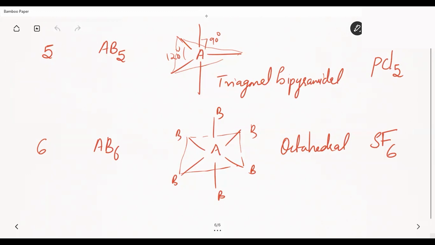Now moving to bond pairs and lone pairs. What will happen when there are bond pairs as well as lone pairs? Let us see, it is very simple. If you understand the concept clearly, you will get everything. Now we are going to discuss the first one, bond pair 2 and lone pair 1.